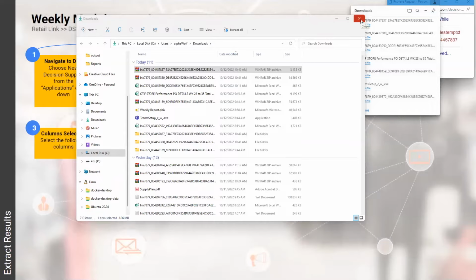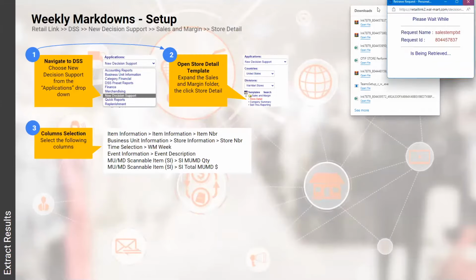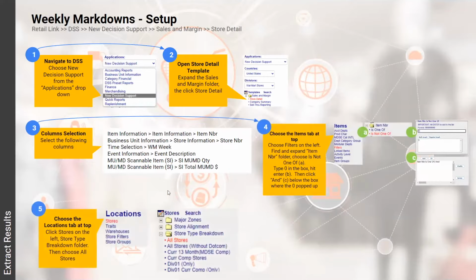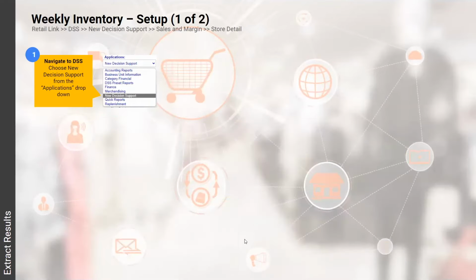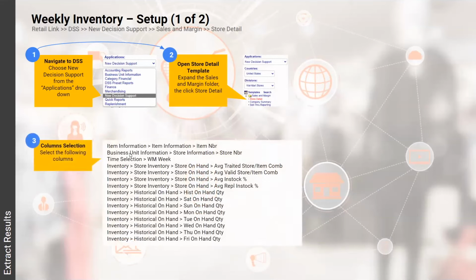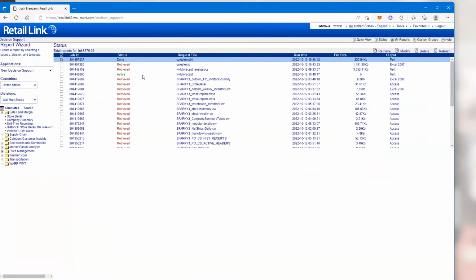Okay, let's get back to where we were. We had set up our markdown report, scheduled and submitted. Now we're going to set up our weekly inventory report. Again, we're inside new decision support, store detail, and then these are the columns we're going to pick. So I'm going to pick store detail.